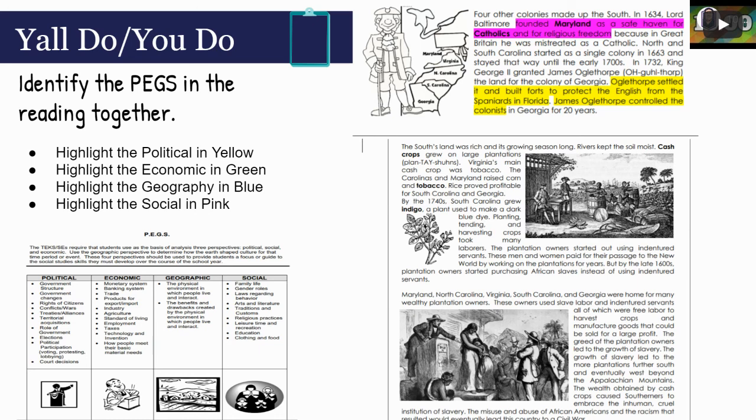So there are 4 colonies that made up the South. 4 other colonies other than Virginia made up the South. So Lord Baltimore, he's a key person. Founded Maryland as a safe haven for Catholics and for religious freedom.